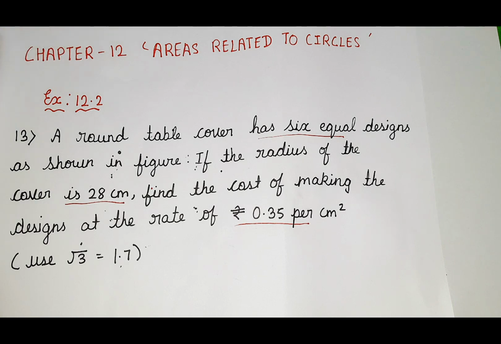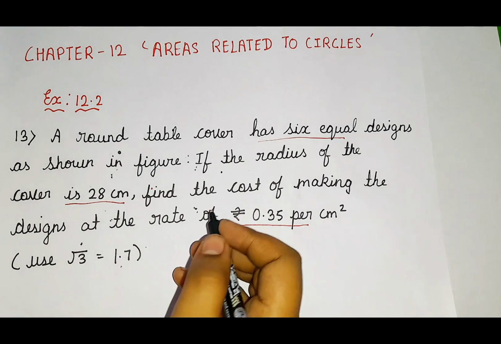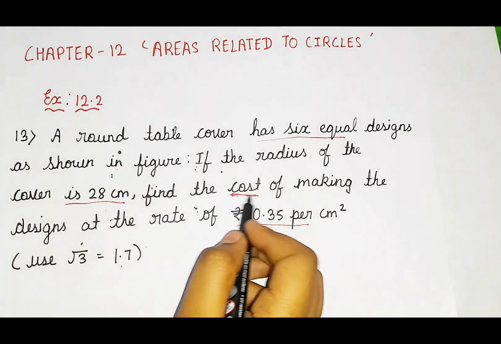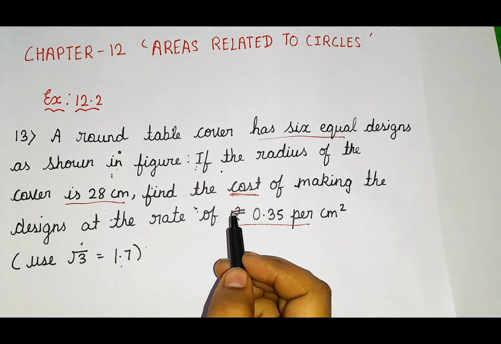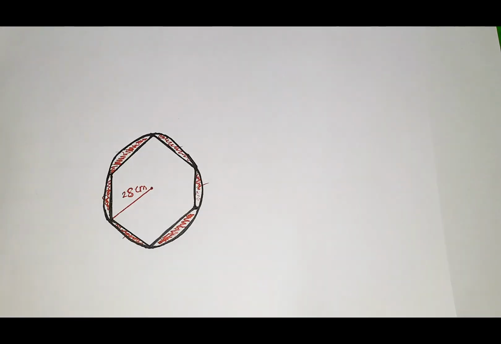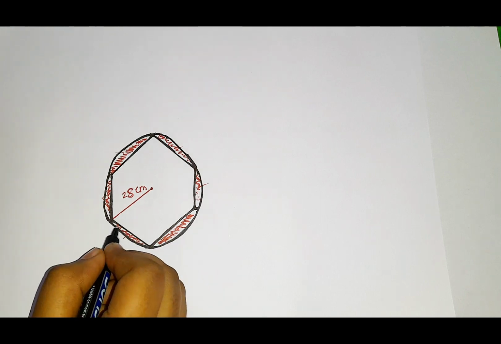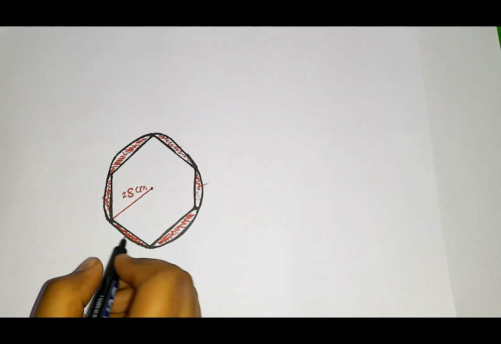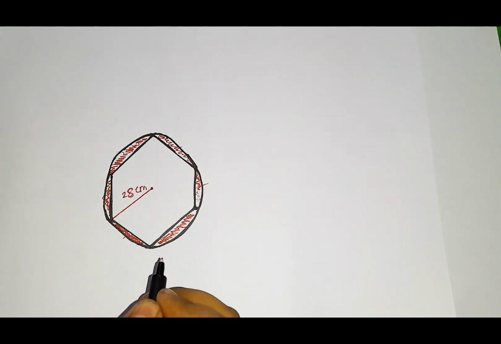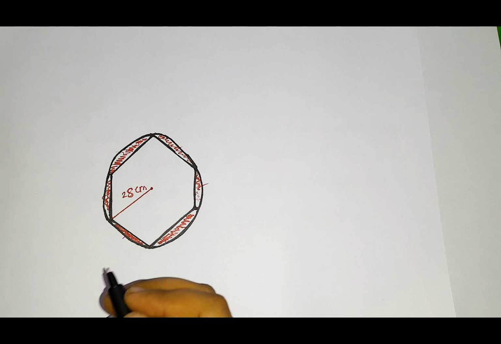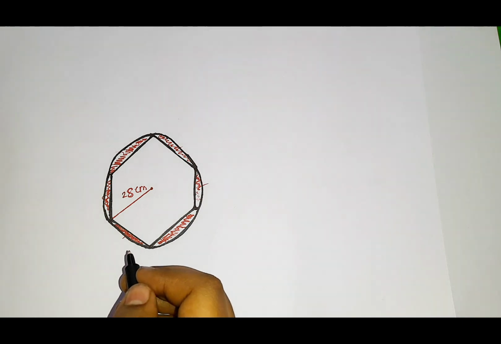So think guys, how are we supposed to find that? Since we are supposed to find the cost, not the area, how do we find the cost? If I just find the area of this particular design, then I'll get an answer, right? When I find the area, I'll get the answer and then I'll multiply with that answer.